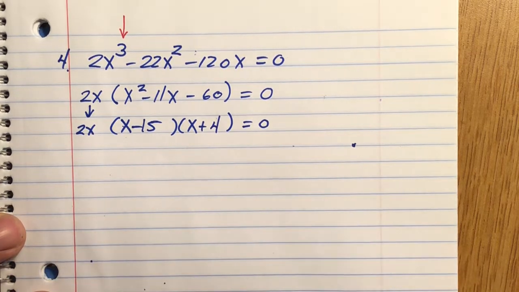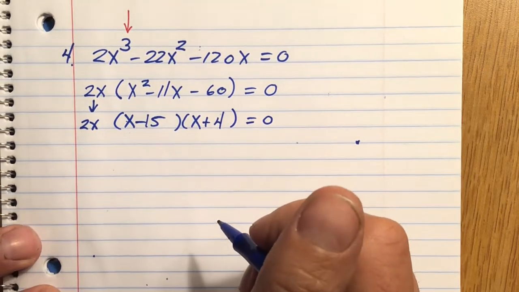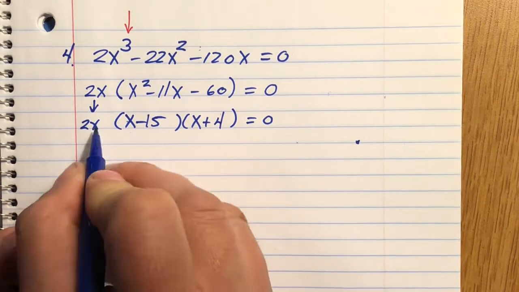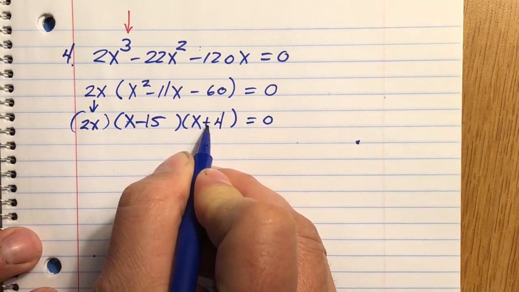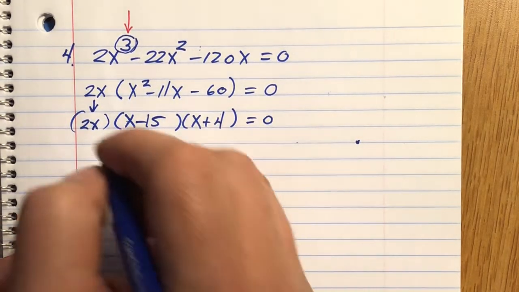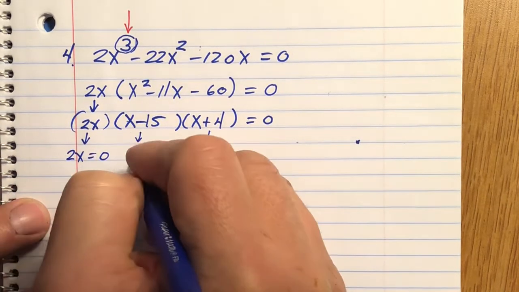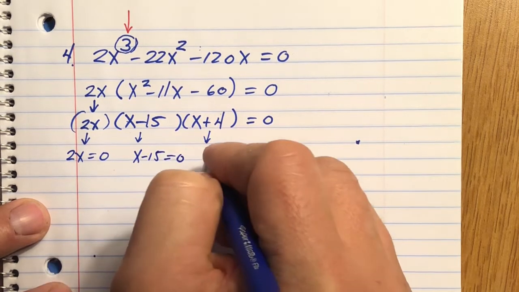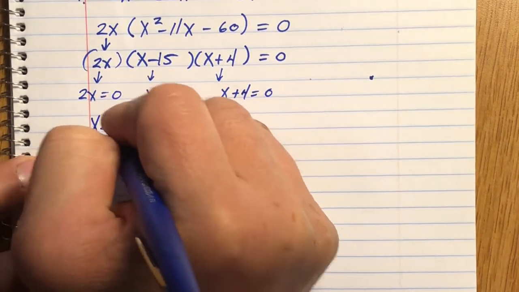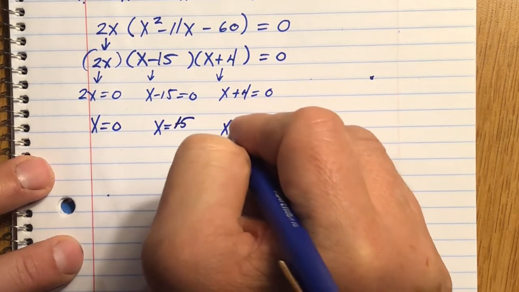Once again, I don't want to go over that too quickly, but if you're having trouble with factoring, go back to a previous lesson, watch it again, and then factor that. Now, how many factors does this one have? This one has 1, 2, 3 factors, because this is a cubic. So I'm going to take each factor and set it equal to 0. 2x equals 0, x minus 15 equals 0, and x plus 4 equals 0. So x equals 0, x equals positive 15, and x equals negative 4.